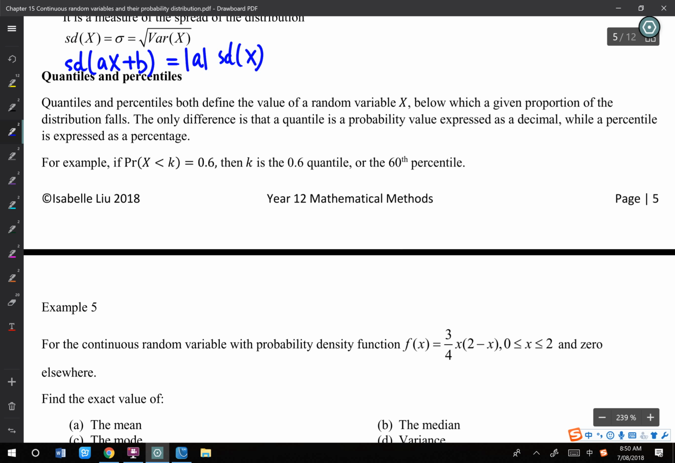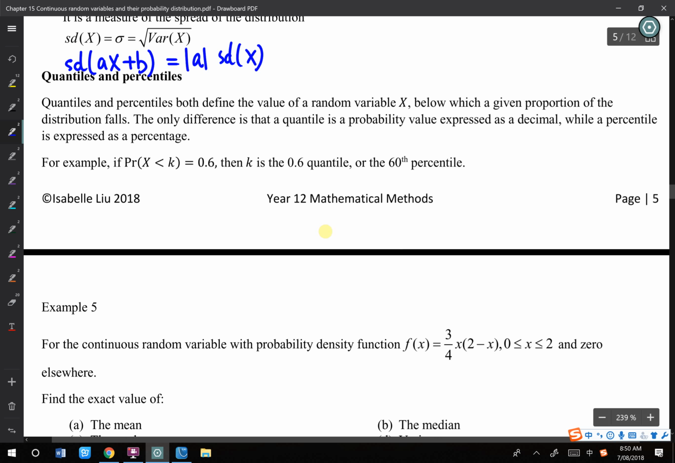Okay, the next thing we want to talk about is only in continuous. It is called the quartiles and percentiles. So what is a quartile? What is a percentile? Quartiles and percentiles both define a value of a random variable. So it asks you, x equals what, below which gives you the proportion of the distribution. Basically they're the same thing.